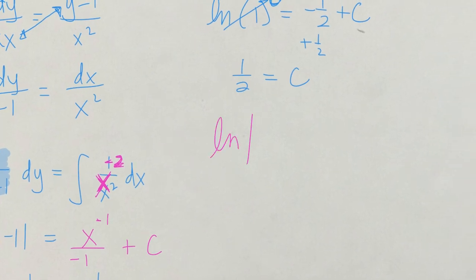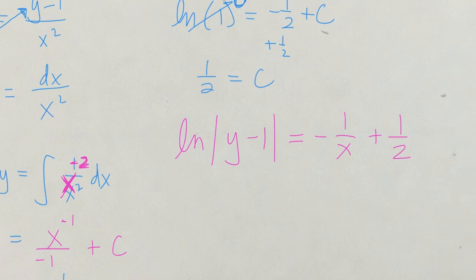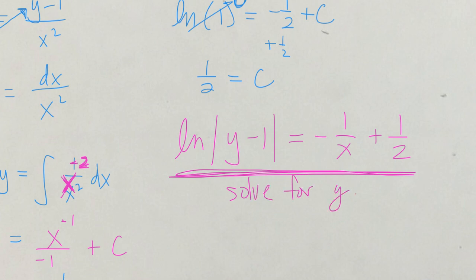I have the natural log of y minus 1 in absolute value equals the negative 1 over x plus 1/2. So this is our formula that we have to solve for y. We used the initial condition to solve it for c, and now we have to solve this one for y. I hope you have some space. This could take a little bit. So first thing is, how do we get rid of this natural log? We make it to the base of e.